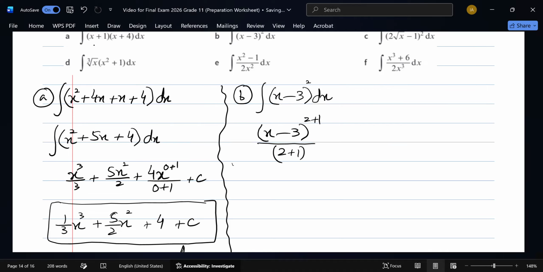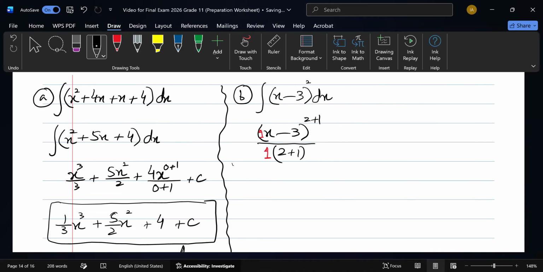And the most important thing, when people integrate in this bracket, they always forget something. You must multiply by the coefficient of x. If you look at this, the coefficient of x is 1. So you must multiply here by the coefficient of x. That's the key point that you must remember when you integrate brackets.